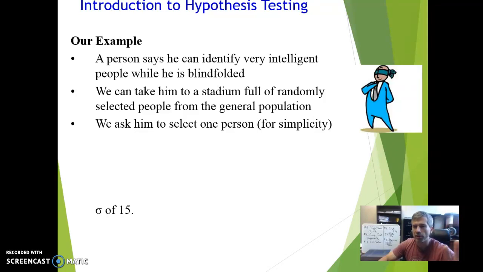But just to make this first example easy, we'll just have him walk around blindfolded and stop in front of one person he thinks is unusually intelligent. So how do we know if he's successful? The odds are 50-50 he's going to pick someone above average in intelligence, but 50-50 isn't really great.